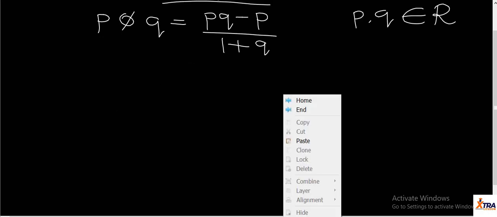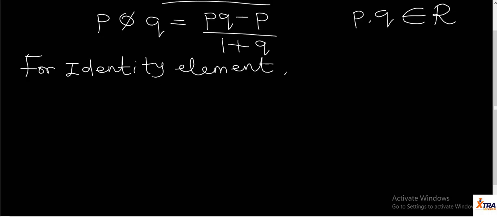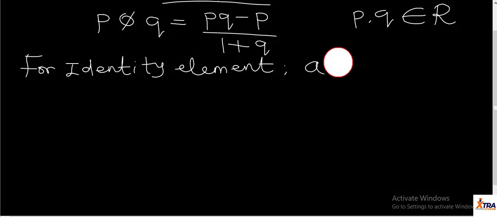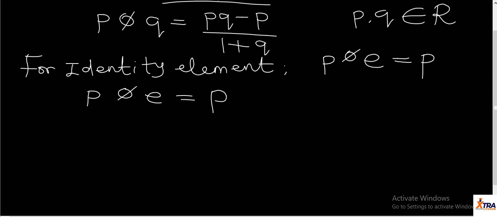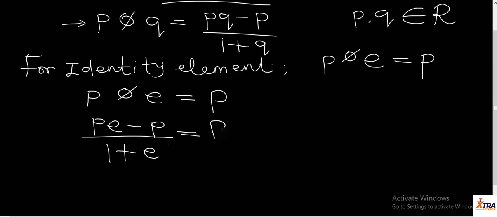I can say that for the identity element, let me use my P in this case. We have P operation, and my identity element must give me P again. That is the idea of the identity element. So if P operation E will give me P, then comparing it to this, P operation E definitely will be PE minus P all over 1 plus E equals P.